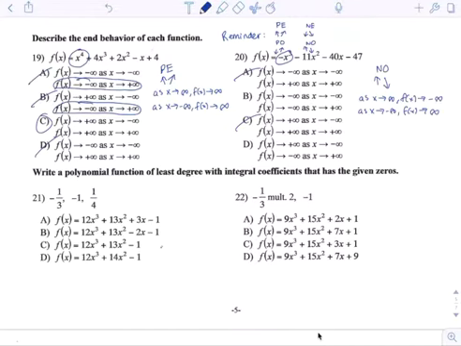Now let's look at this one. As x goes to negative infinity, f of x goes to infinity. So as x goes to negative infinity, f of x is going to infinity. So that one's eliminated, so all we're left with is D.